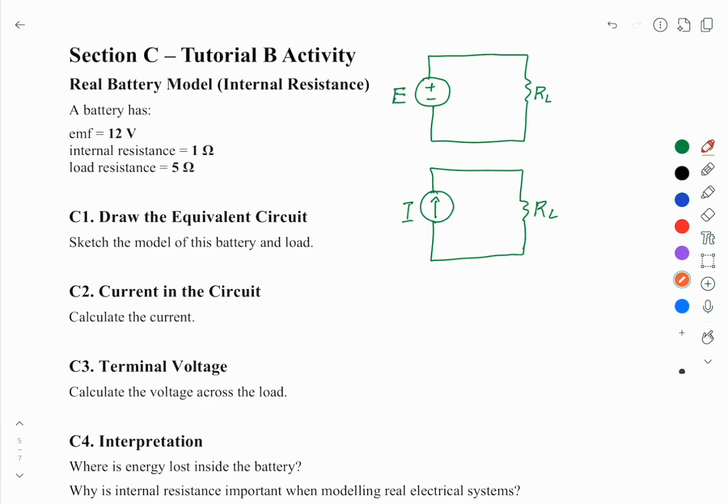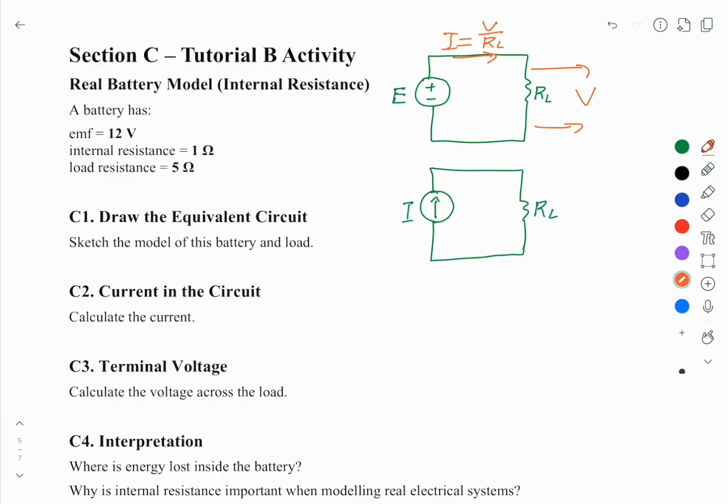Let's recall an ideal voltage source will always supply the same voltage, V, and the current will adjust according to Ohm's law. So I will be adjusted by Ohm's law.